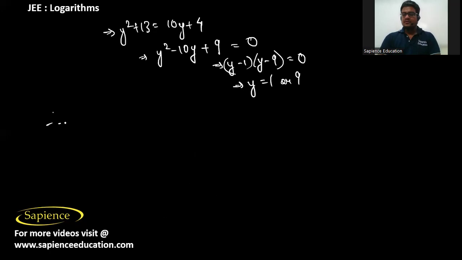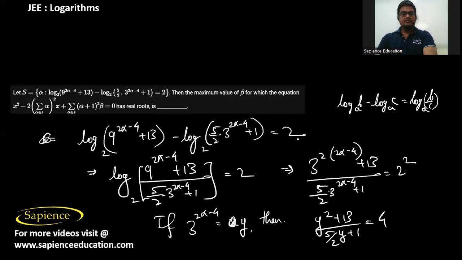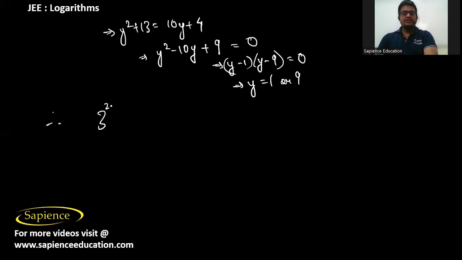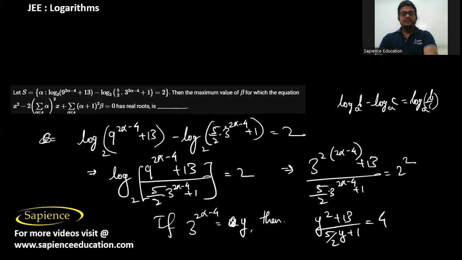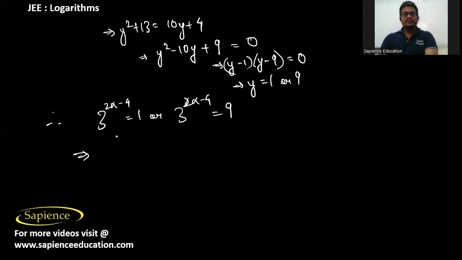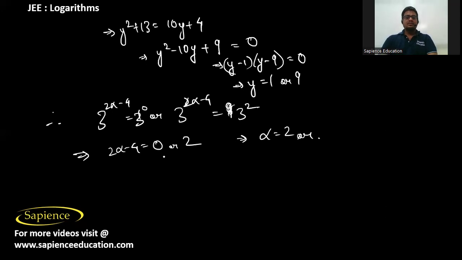So therefore, y is 3 power 2 alpha minus 4, that can be equal to 1, or 3 power 2 alpha minus 4 can be equal to 9. So from here we can see that 9 means this is 3 power 2, and this 1 means 3 power 0. So 2 alpha minus 4 will be equal to 0 or 2. Therefore, alpha can be equal to 4 by 2, that is 2, or it can be 2 plus 4, 6, 6 by 2, that is 3. So alpha can be 2 or 3.